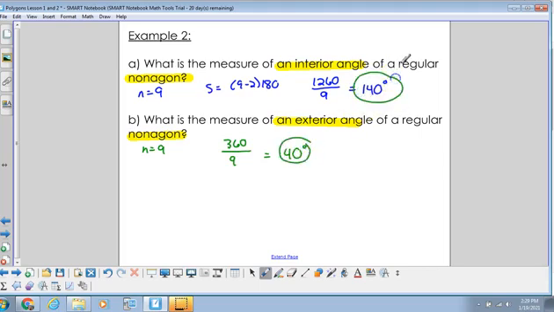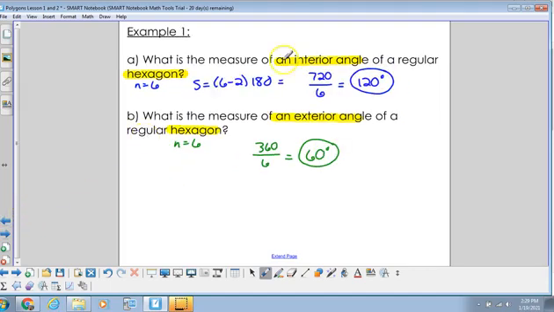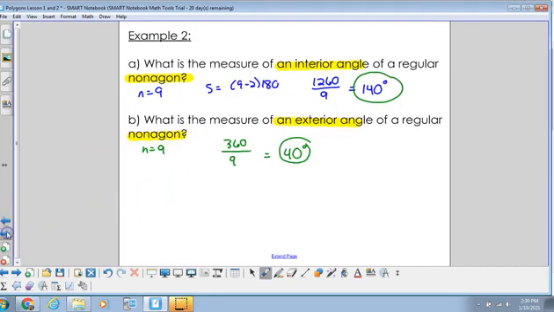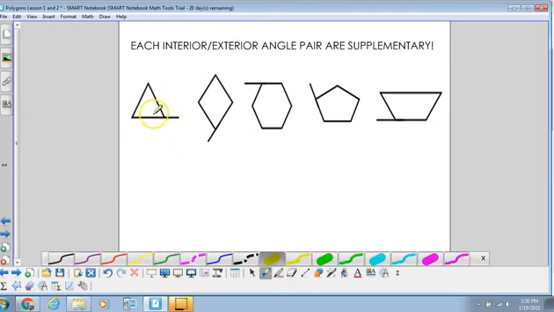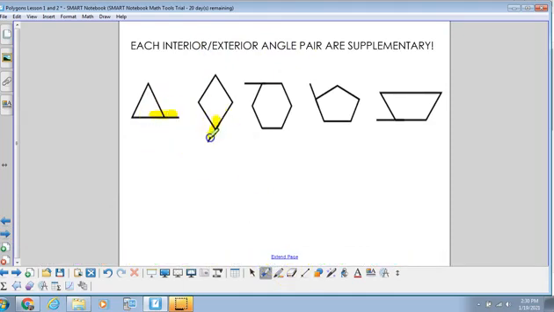Now, something that's important to notice right here. 140 for an interior and 40 for an exterior. These two angles add up to be 180. On our previous problem for the hexagon, the interior angle of 120 and the exterior angle of 60, they add up to be 180. And that is always going to hold true because each interior-exterior angle pair are supplementary. Here's an interior and an exterior. Interior, exterior, interior, exterior, and they always make a linear pair.